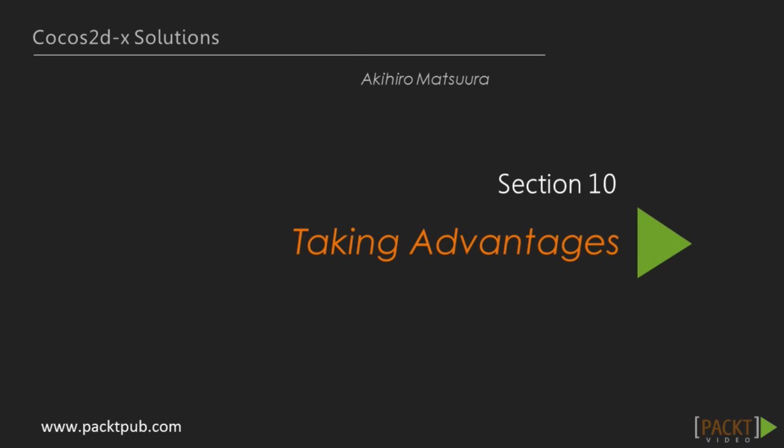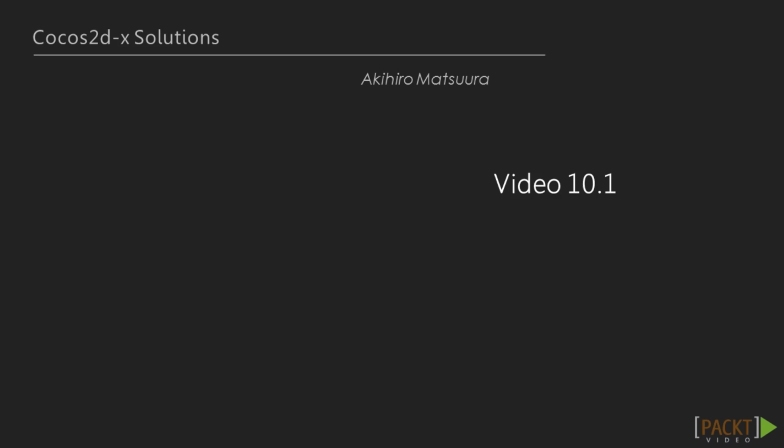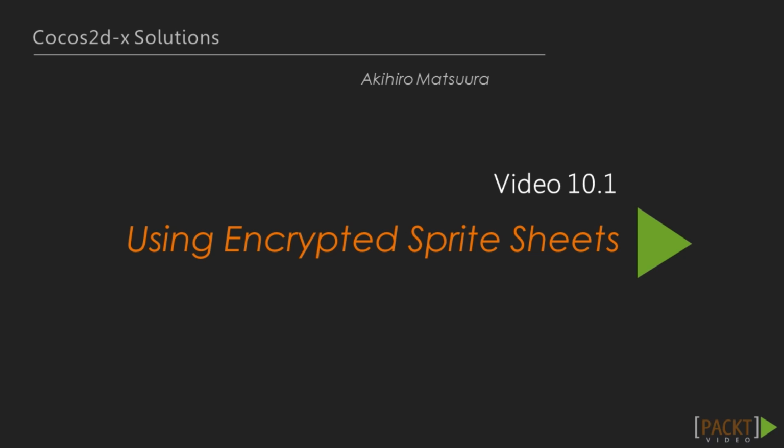In the previous section, we improved games with extra features. In this section, we will explore taking advantages. We'll look at using encrypted sprite sheets, using encrypted zip files, and using encrypted SQLite files. After that, we'll see the observer pattern. Finally, we'll talk about networking with HTTP. Let's get rolling with the first video using encrypted sprite sheets.